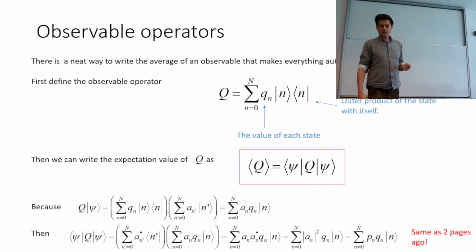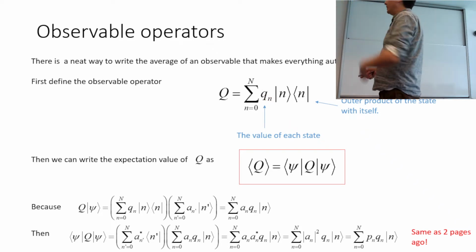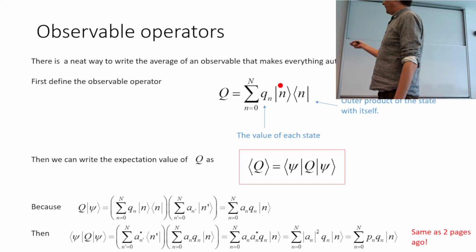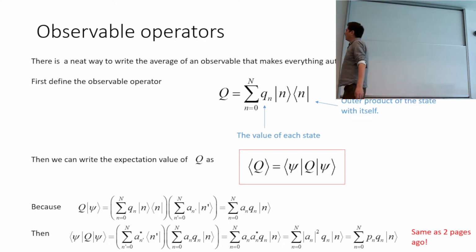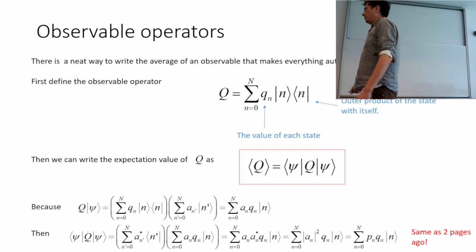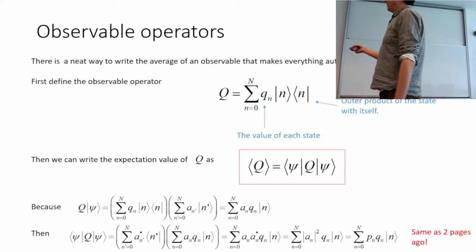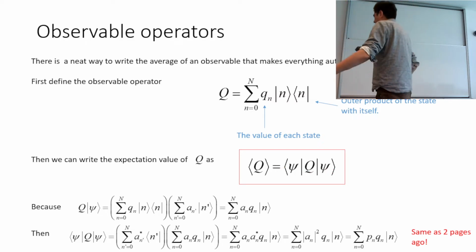The way that we can do that is by constructing this observable operator. Basically, the value that we're talking about, like the 3 joules, 4 joules, we put that there. Then we calculate the outer product of the state that that observable is associated with. Because it's the outer product, this is going to be a matrix of some sort, or an operator. Then we can streamline this whole process of getting the average by defining that the average of this quantity is this operator that we just constructed, with the wave function, sandwiched between the bra and the ket.